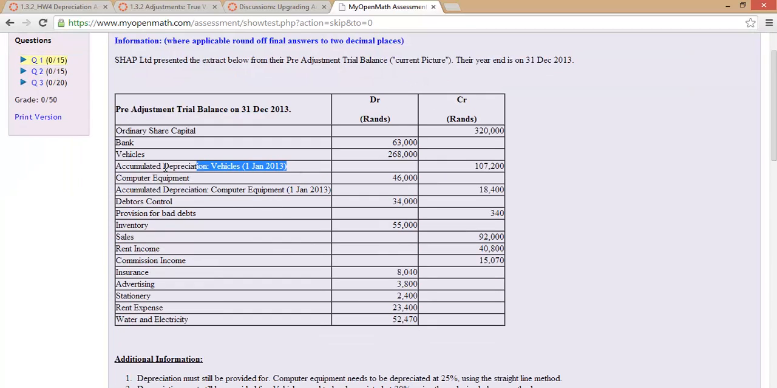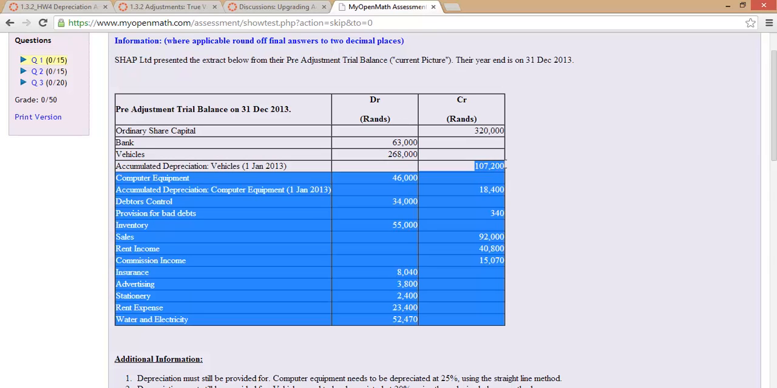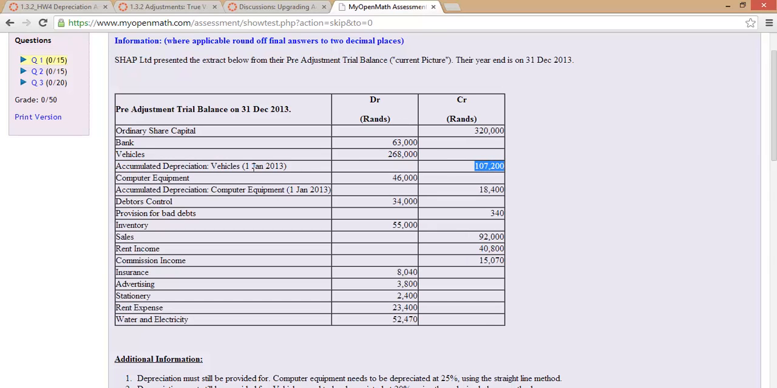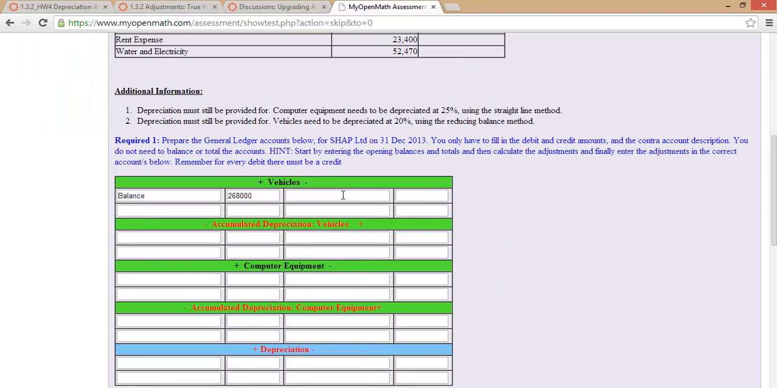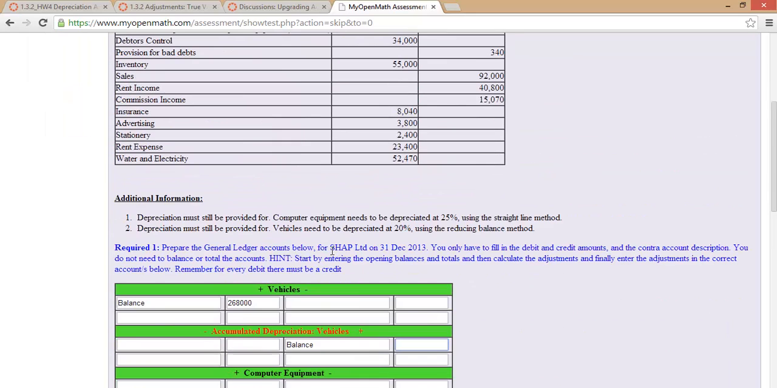Right, then I've got my accumulated depreciation balance for vehicles, which is a summary and a balance that indicates how much of this vehicle has been used cumulatively. In other words, if you add the usage every single year together, you'll get an amount of 107,200 Rand at the beginning of 1 January 2013. So that's at the start of this year. The balance is 107,200.